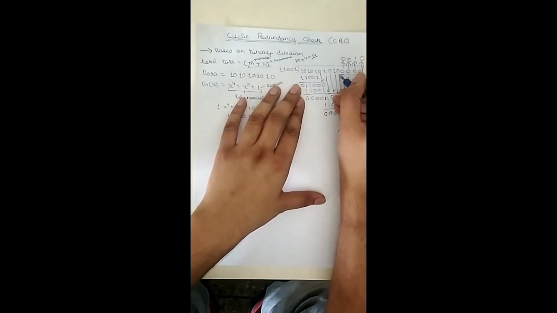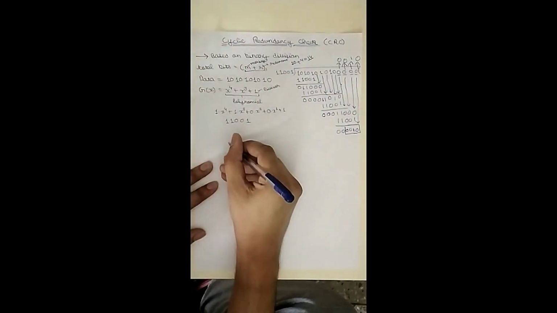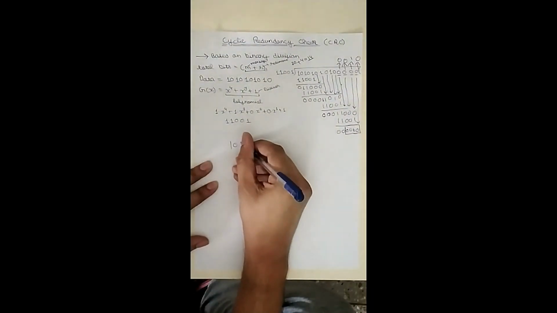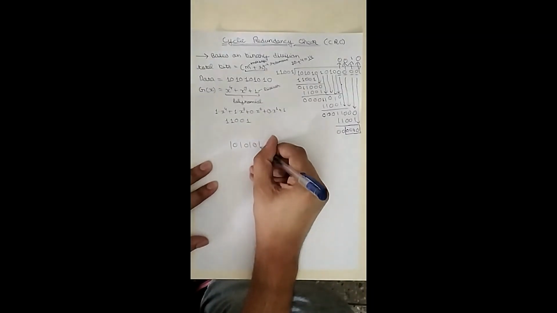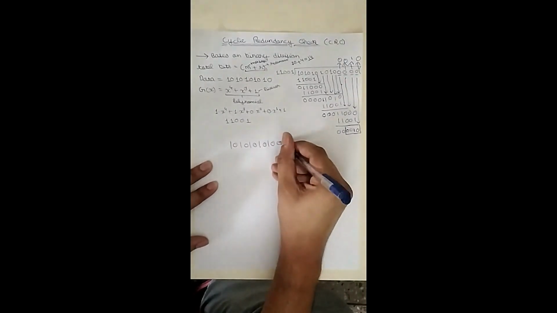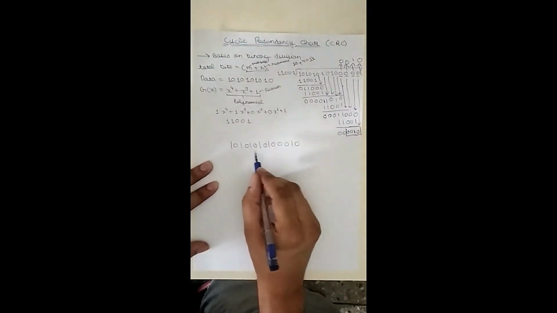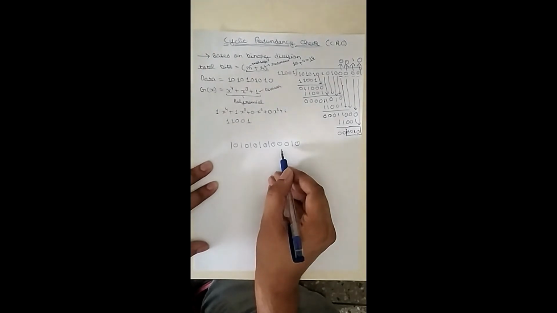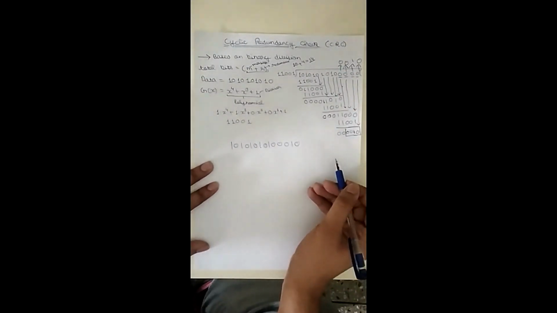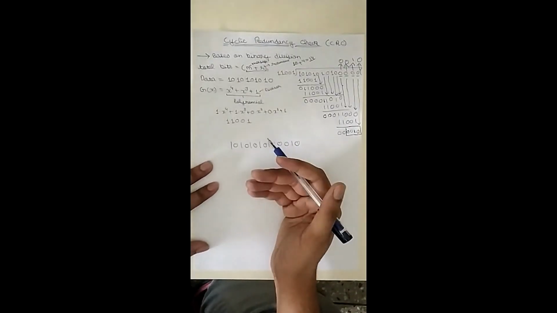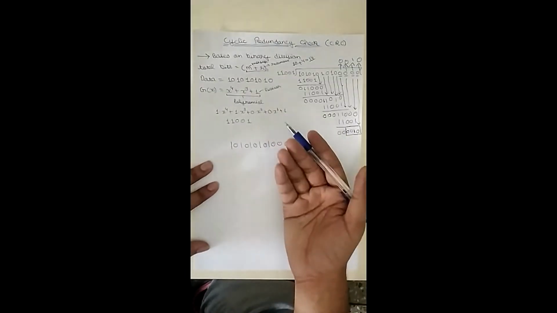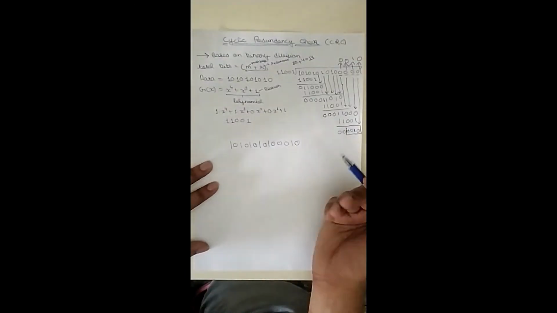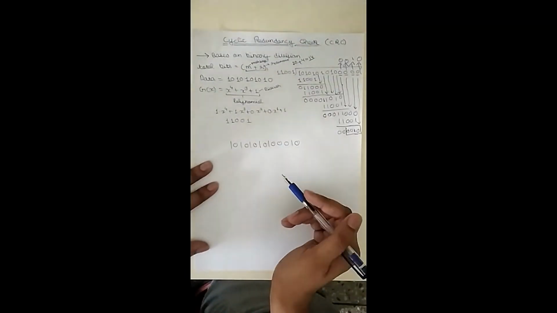So this will be, okay, I can write it here. 0 0 1 0, this will be the whole data that the sender will send to the receiver. And now suppose how will the receiver check that this data is correct or not? Now suppose the data has been sent to the receiver perfectly, there is no error in the data.